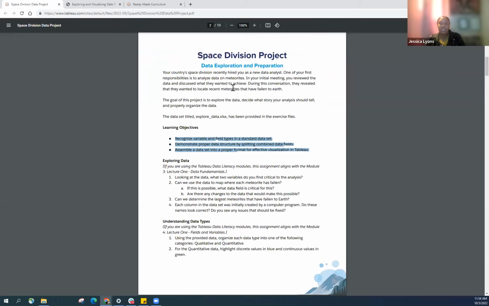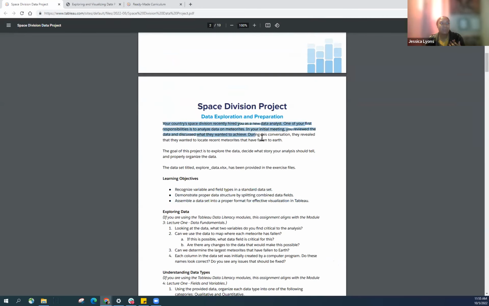It provides students with guided practice on exploring a standard data set. It provides the students with guided practice, including YouTube videos for actually building data visualizations using Tableau. It also gives them fun scenarios as a data analyst. As you can see, it basically gives them a little bit of that project base and gives them that idea of, if you were hired as a new data analyst, this is one of the projects that you could possibly have.